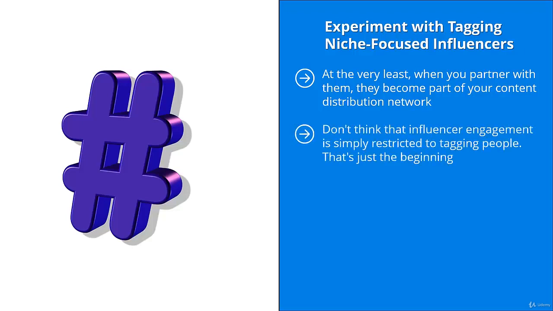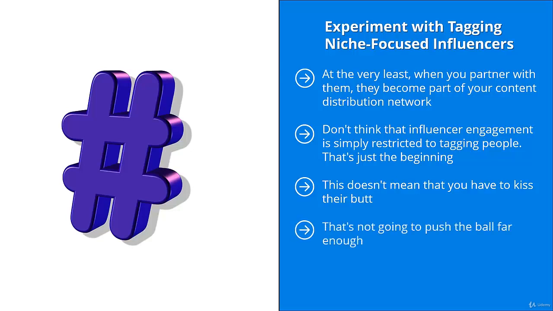Don't think that influencer engagement is simply restricted to tagging people. That's just the beginning. That's actually the tip of the iceberg. They can do so much more for you. You just have to continuously engage them and be social. This doesn't mean that you have to kiss their butt. This doesn't mean that your stock response to all of their posts is amazing post or great post, I love it. That's not going to work. That's not going to push the ball far enough.